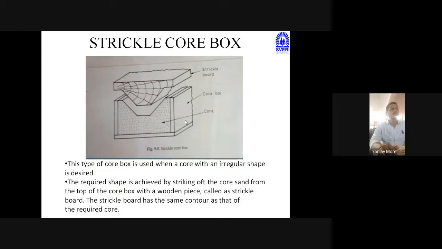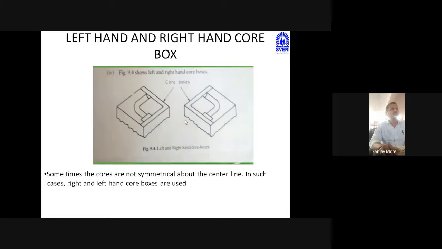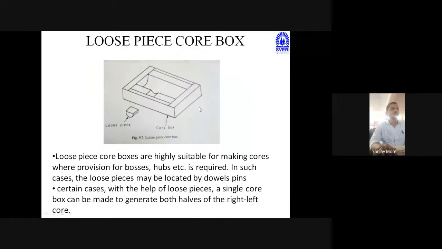Then trickle core box, for irregular shapes you have to use the trickle core box. Then left hand and right hand core box, here left hand side and right hand side core box. Then loose piece core box, here only this part or this component is used.